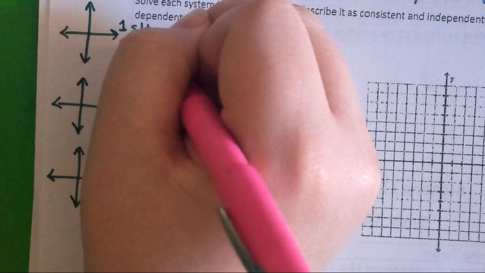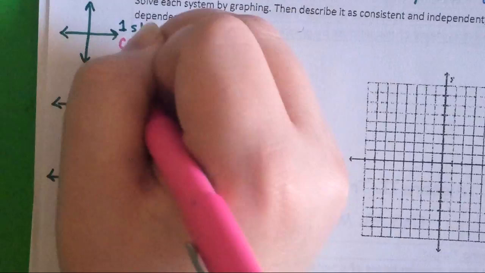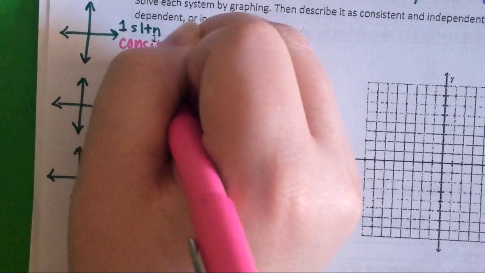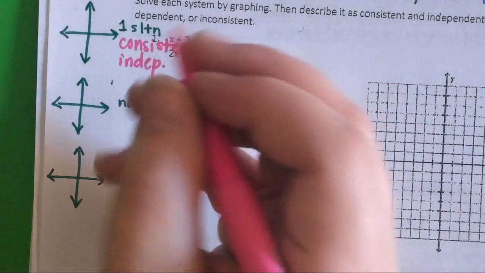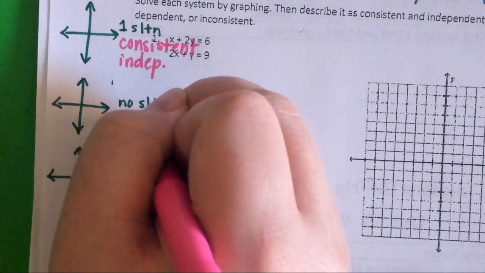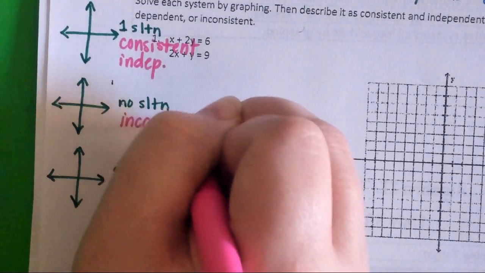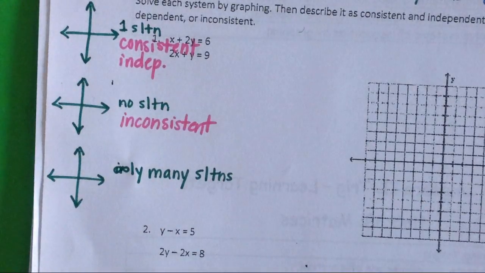Consistent and independent. We're going to put both. Karen, your group gets a point. If I have no solution, what vocab terms am I going to use? Inconsistent only. Ellie, your group gets another point.